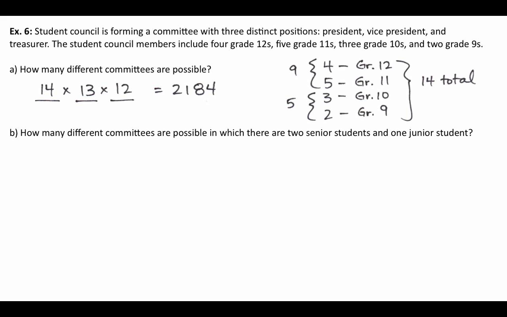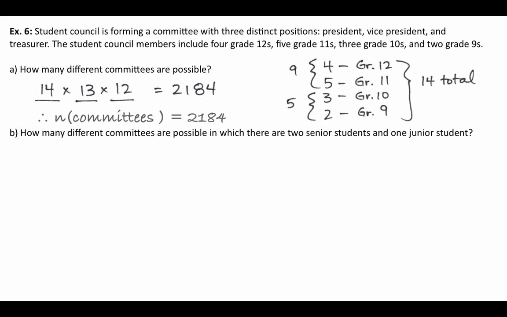How many committees, though, are possible in which there are 2 senior students and 1 junior student? So let's say that out of the president, the vice president, and the treasurer, we want representation from the seniors and from the juniors. But we want 2 senior students and then 1 junior student. So out of these 3, now we have to think about this. We can put this junior into several different roles.